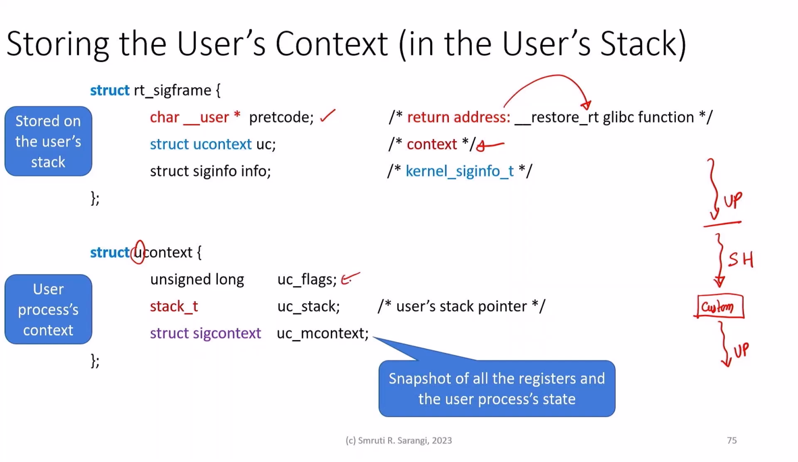So you store a bunch of flags, then you store the stack pointer, and you take a snapshot of all the registers and the processor state. That entire thing you put in a user context. And clearly the stack is also coming in there. So the entire thing you collect and put in the user context. And this will also have a SIG-info. SIG-info is the same kernel SIG-info, the signal information, right?